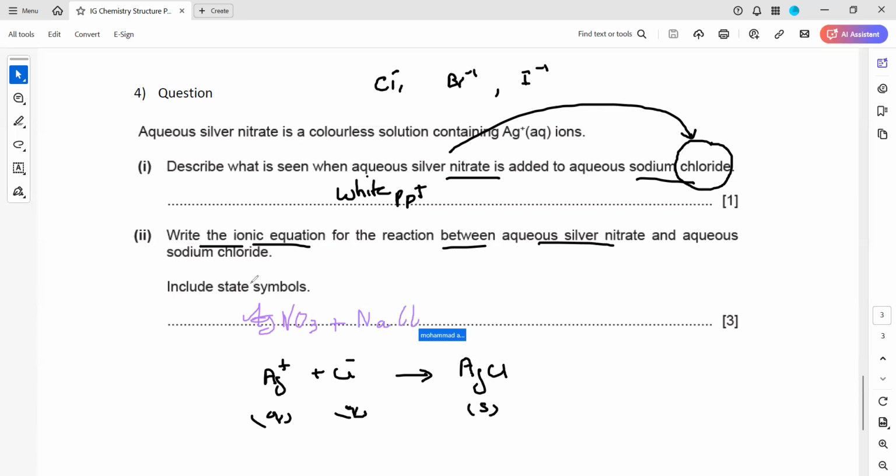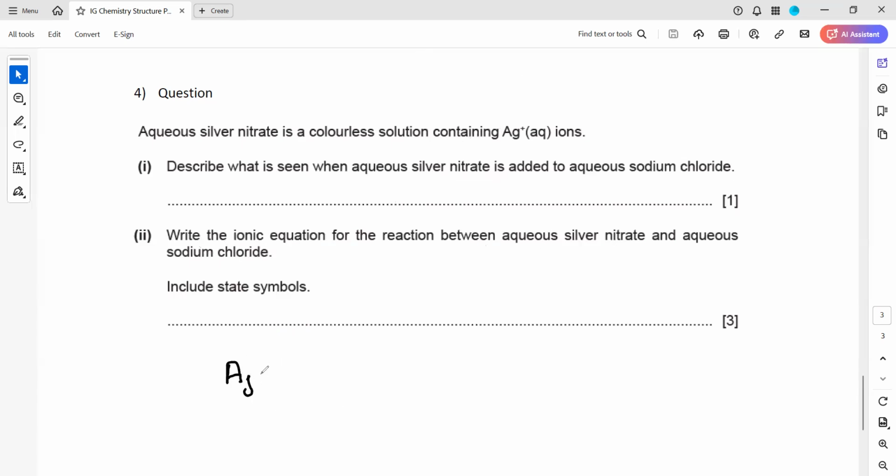When you write the whole formulas, this is a full equation. They did not ask for the full equation. They asked for the ionic equation. In an ionic equation, we are not supposed to write the whole formula of the compounds. We just have to write the ions which react to form the precipitate, the solid, liquid, or gas. If they ask for a full equation, the answer is: silver nitrate, AgNO3, reacts with sodium chloride to form silver chloride plus sodium nitrate. With state symbols, this is aqueous, this is aqueous, this is solid, and this is aqueous. This is a full equation.